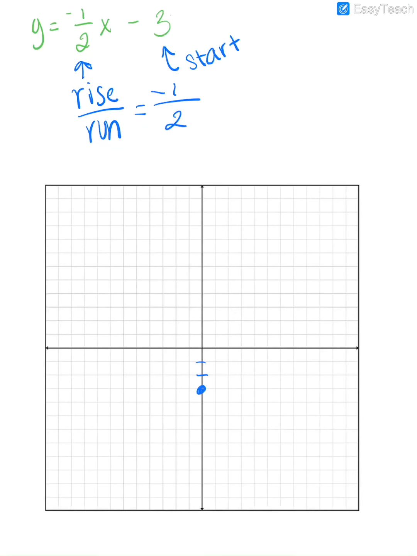So now from our starting point, we're going to go with our run of 2 to the right. So 1, 2. So we went to the right 2. And then it says -1. So our rise is -1. So we're actually going to go down 1. Let me take those words off because they're in the way. All right. So we went over 2, down 1. So 2 and then -1. I like to label that so we know how we got there. And now we can draw our line.